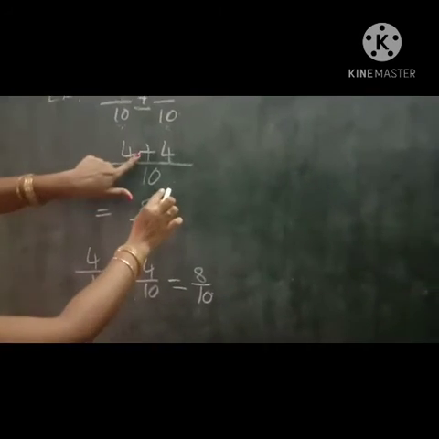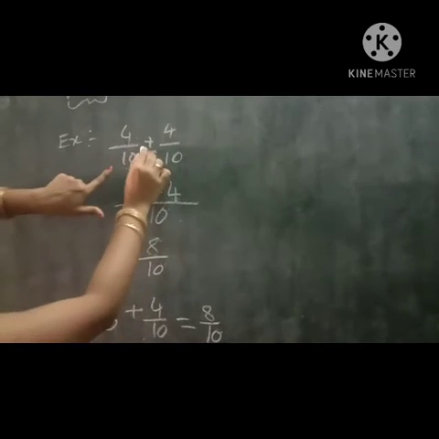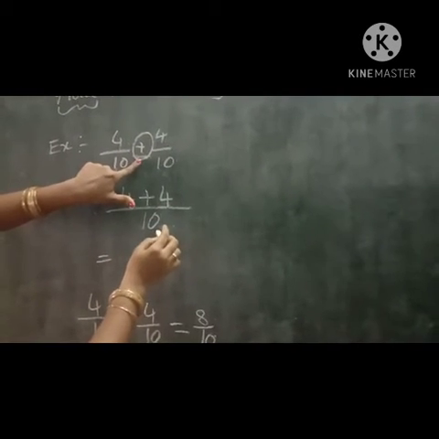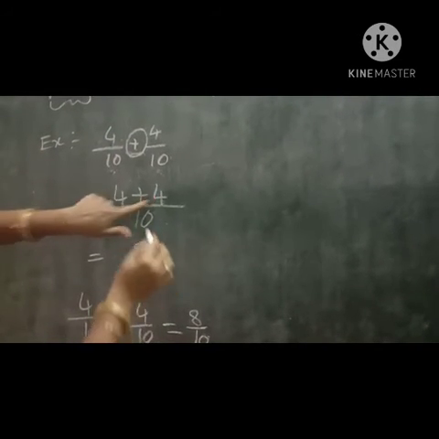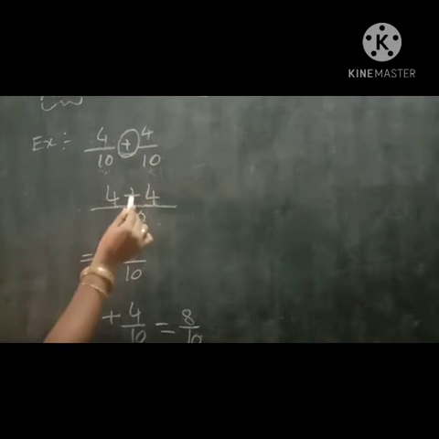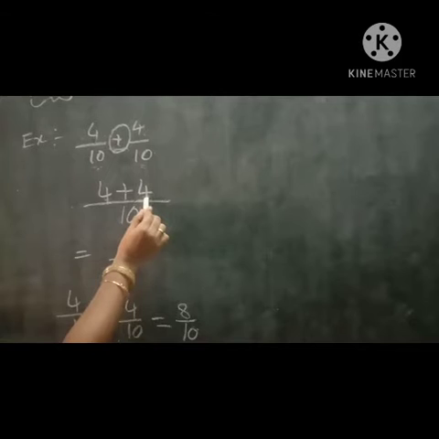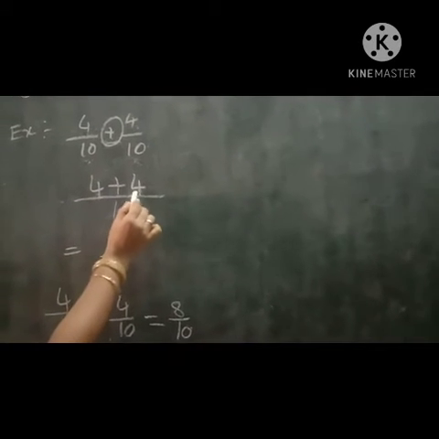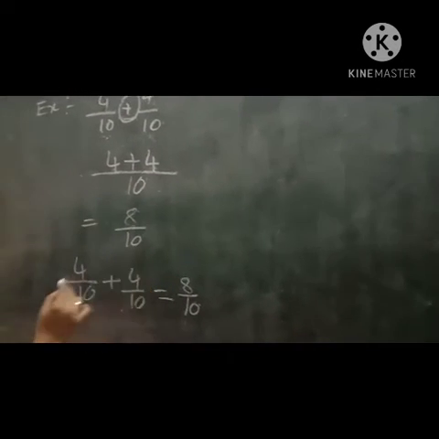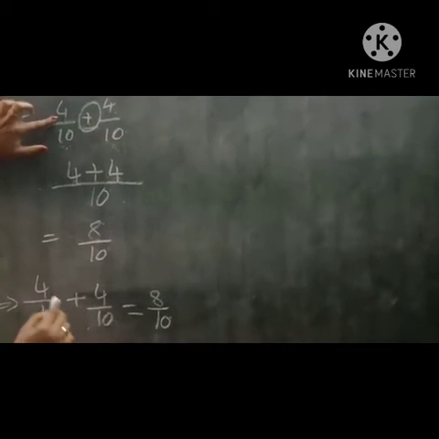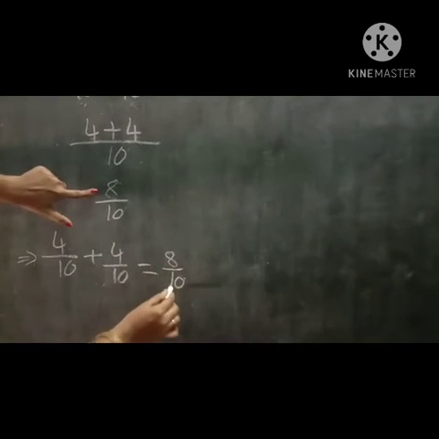After writing, now see the numerator numbers. What are the numbers here? 4, 4. Here what is the symbol? Addition symbol. Now we are doing addition. Add the following now. So plus 4 plus 4. Here see the 4 and here symbol plus 4. Now see 4 plus 4 is equals to how much? Yes, we already know. 4 plus 4 is equals to 8. Denominator 10 is there. Yes, 8 by 10. Now at last we have to write the quotient. 4 by 10 plus 4 by 10 is equals to 8 by 10.